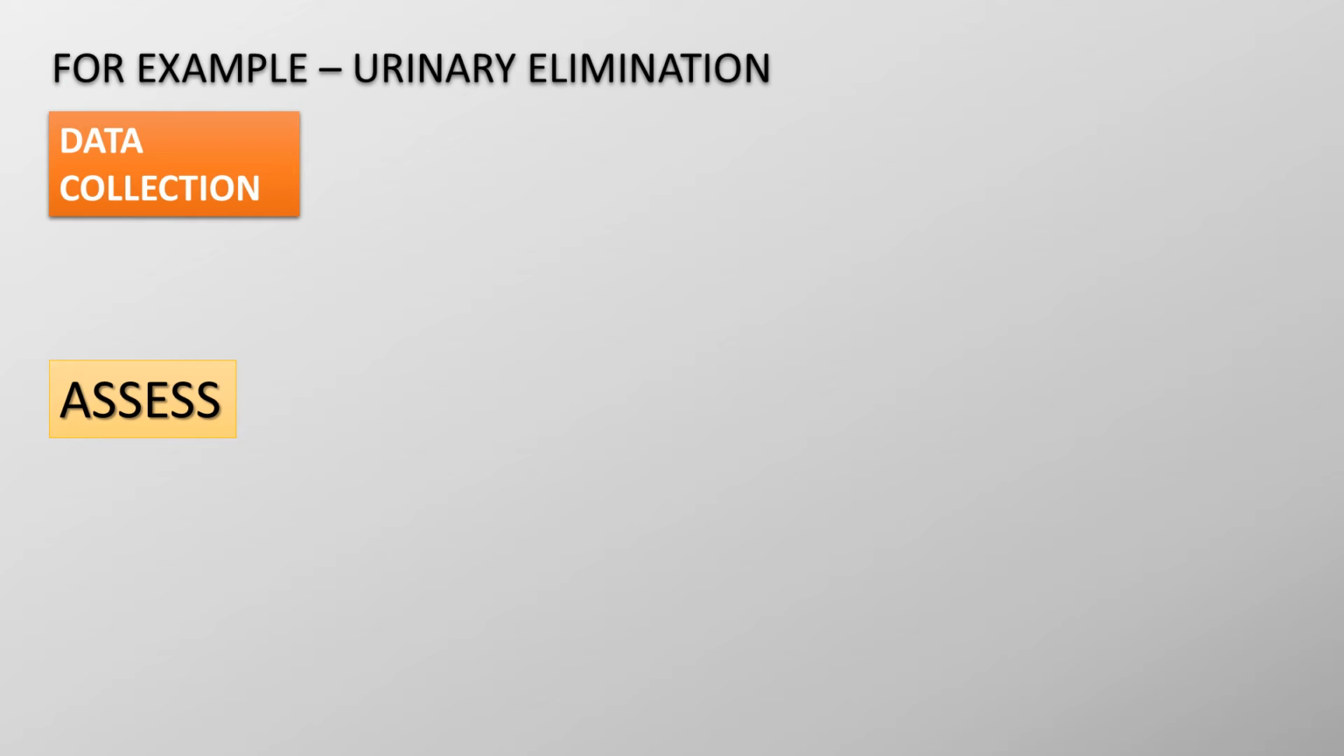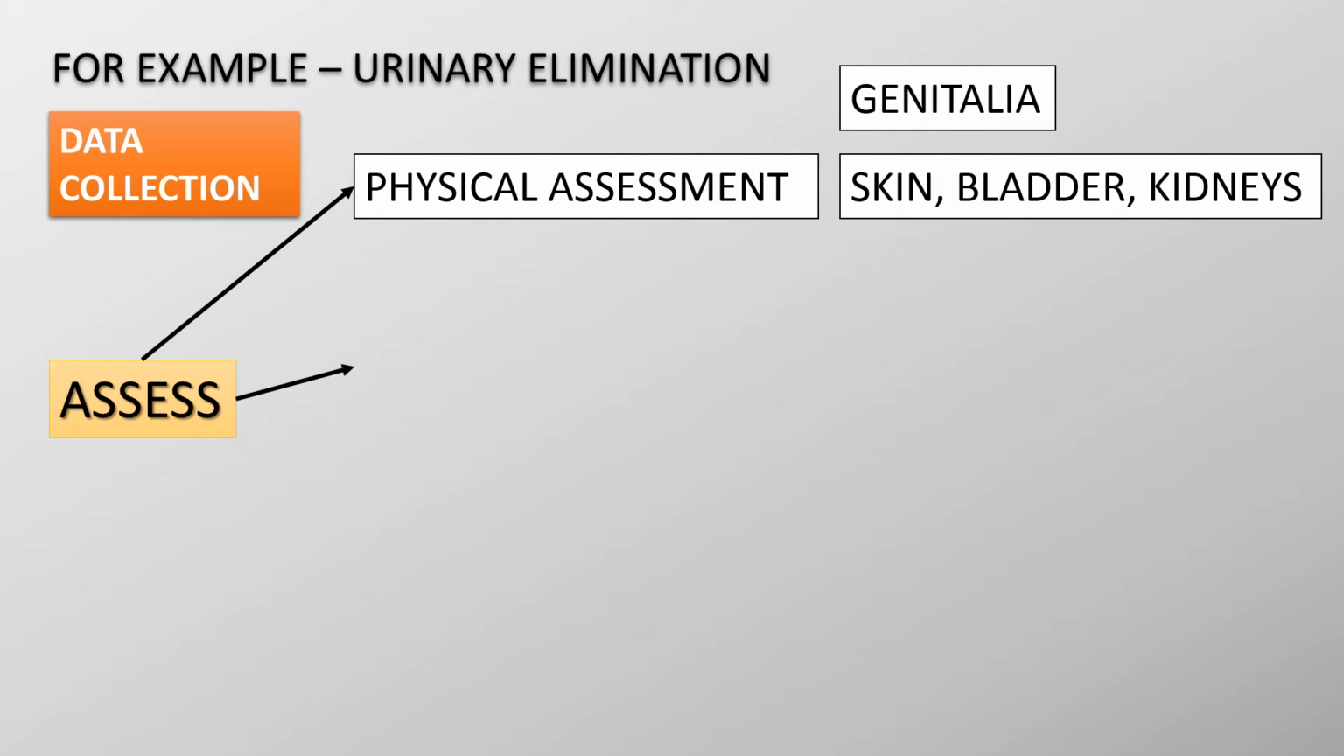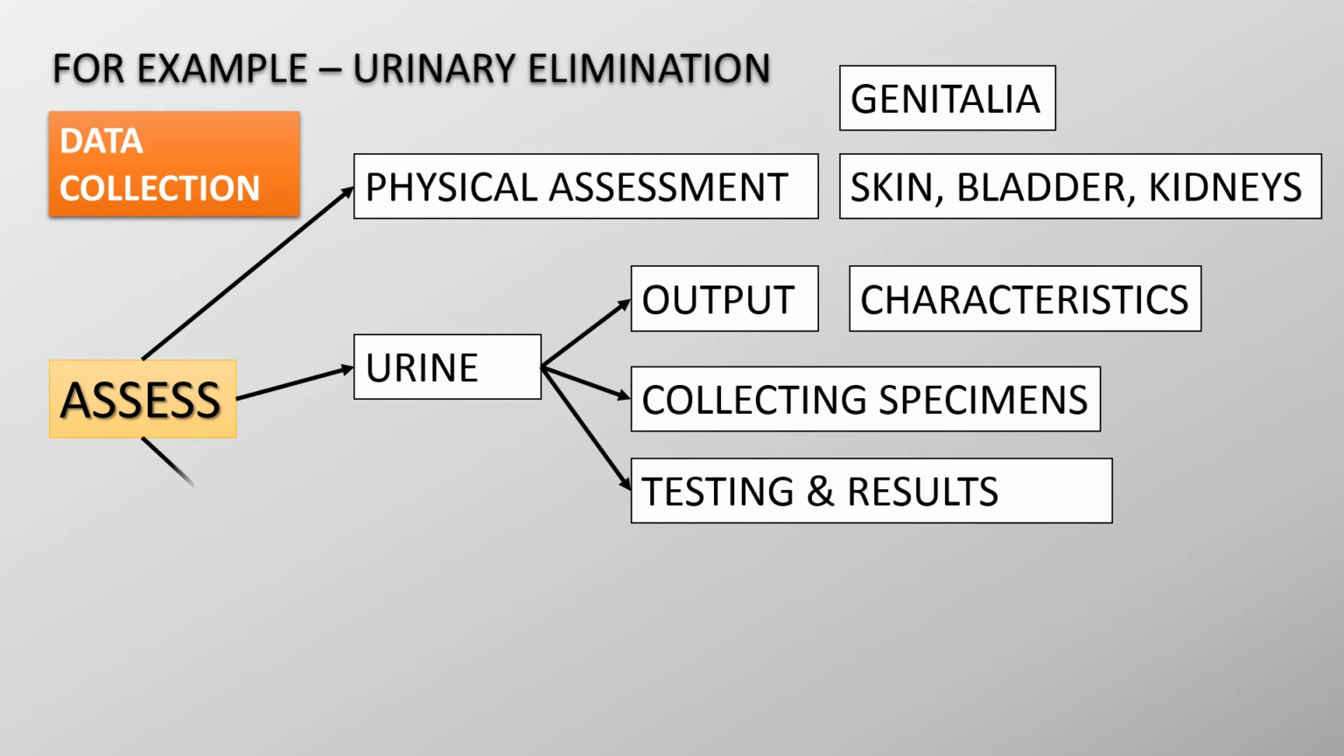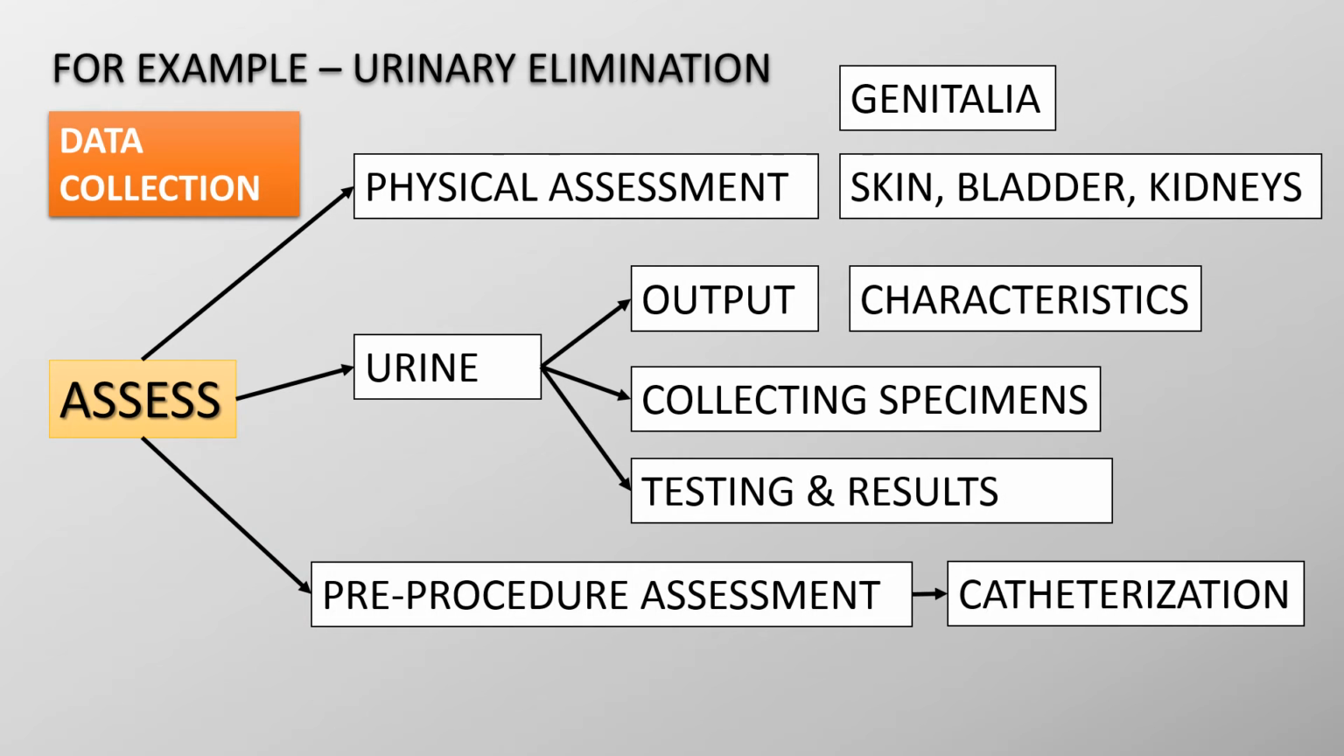Under assessment, the purpose of any assessment is to collect data. So for this one, you could be collecting information about it during a physical assessment on the skin, bladder, kidneys, and genitalia. When you're assessing urine, you're looking at output and characteristics. You may be having to collect specimens or look at testing and lab results. There's also pre-procedure assessments, such as those conducted before catheterization.